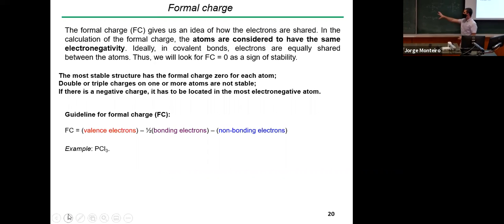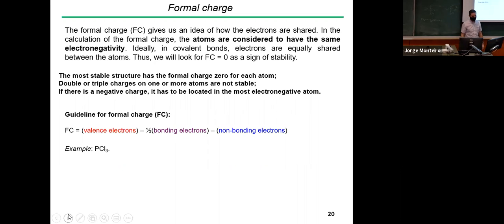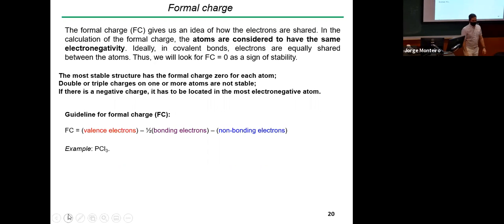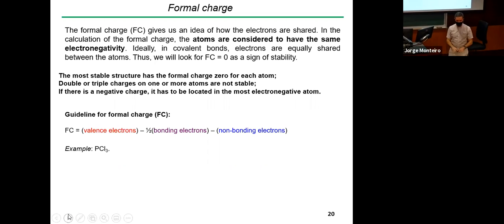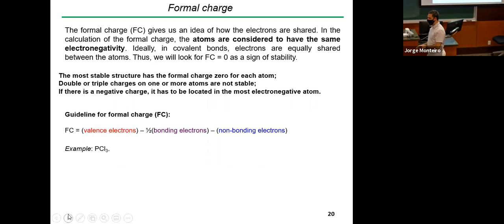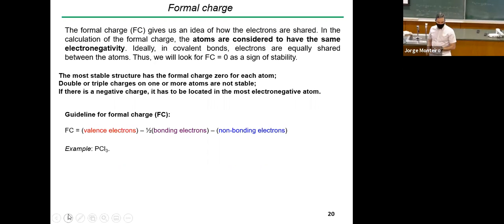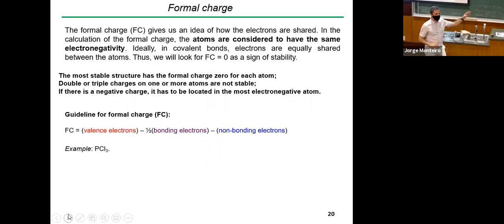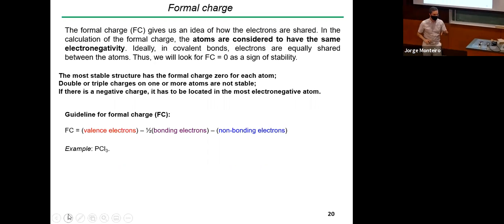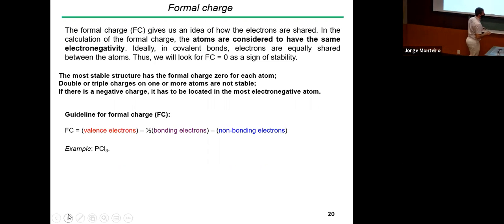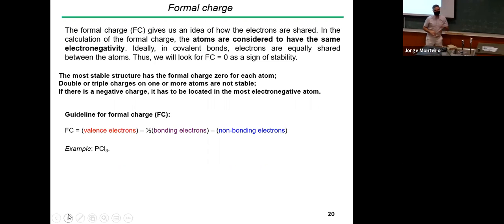Okay? So with that, among the 4 structures, the most likely to happen is the third structure. That's where we have the best formal charges. It doesn't mean the other structures do not exist. They do exist, but the percentage for each is going to be very small.